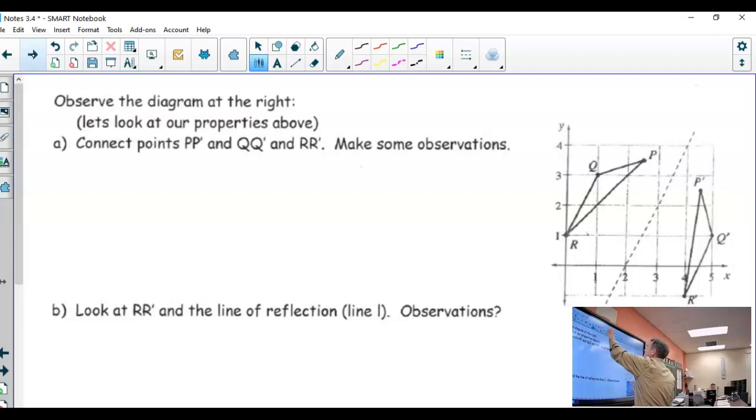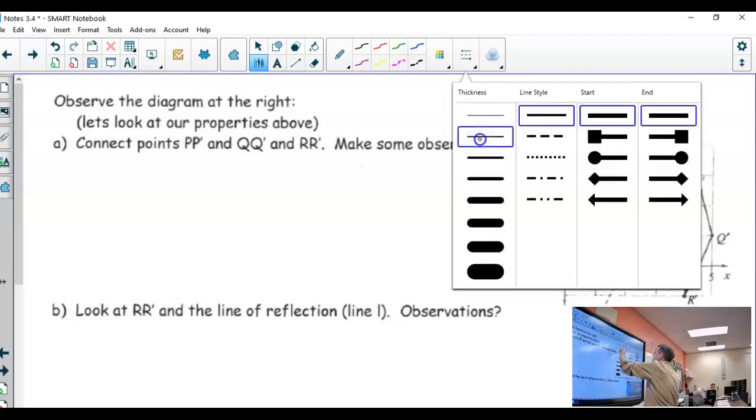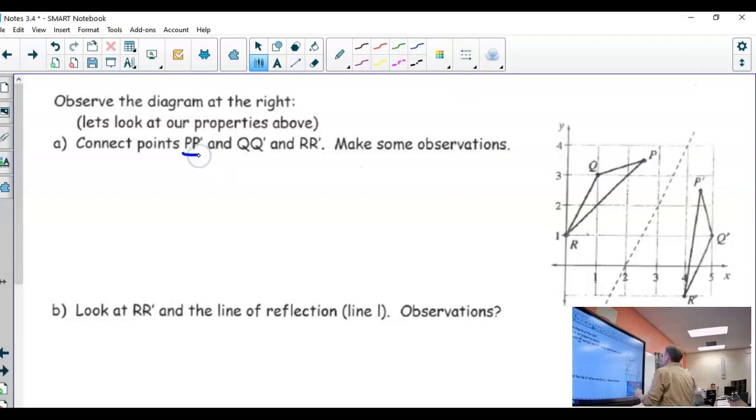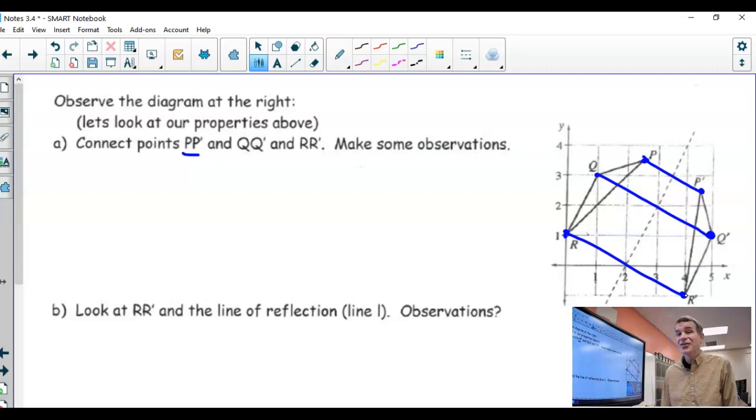And it wants me to connect P and P prime. So that would be those. And Q and Q prime. That would be those. And R and R prime. That would be those. And it wants me to make an observation. And the observation I'm going to make is I think those lines look parallel to each other. But I'm going to check.